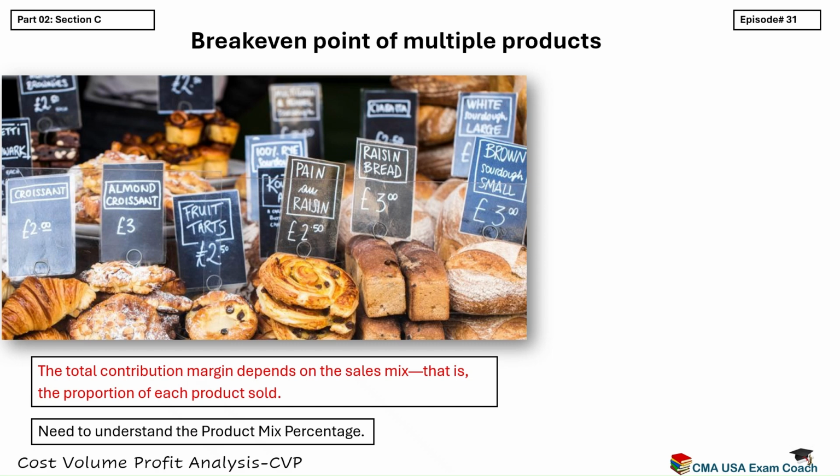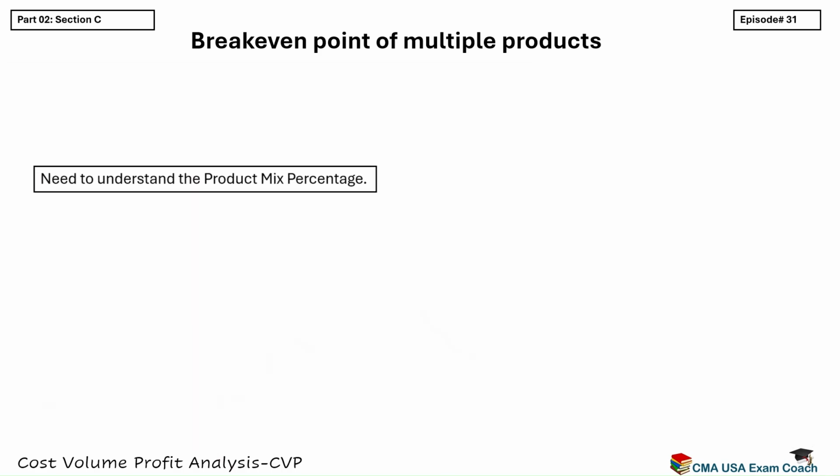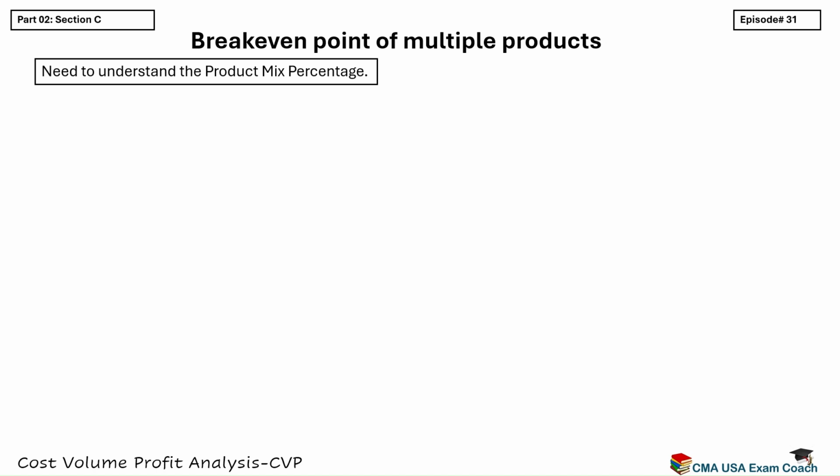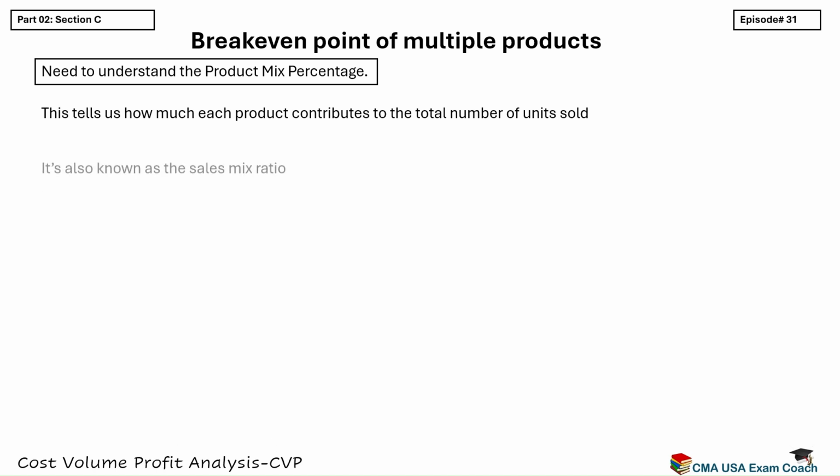Before we start calculating the break-even point for multiple products, we need to understand a key concept called the product mix percentage. This tells us how much each product contributes to the total number of units sold. It's also known as the sales mix ratio, and it's very important because the contribution margin depends on the mix of products. Let's understand this with a simple example.